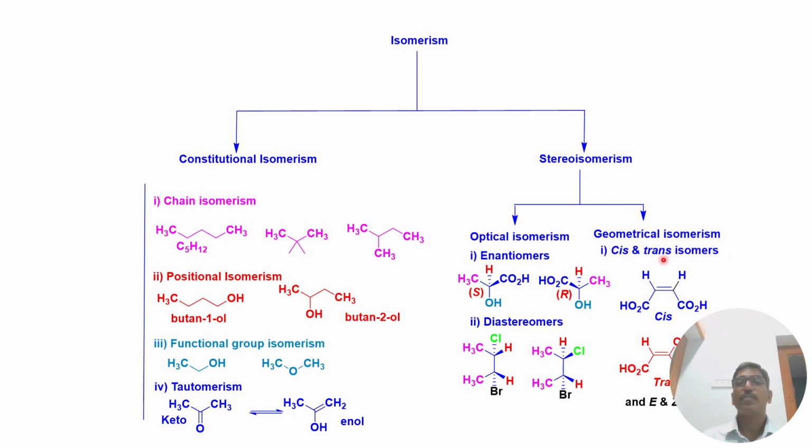And when it comes to geometrical isomerism, as I mentioned earlier, cis and trans isomers, if you look carefully, have the same groups attached on both carbon atoms. One side has carboxylic acid and hydrogen, the other side has hydrogen as well as carboxylic acid. But the only difference is the spatial arrangement. One is cis, the other is trans. Therefore, it is kept in the stereoisomerism category. But these two molecules, cis and trans, don't display any optical activity.